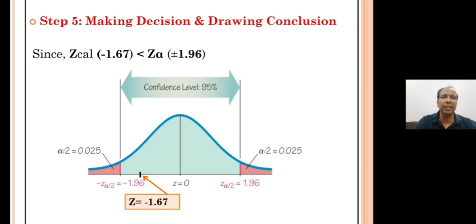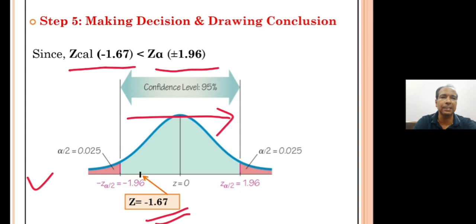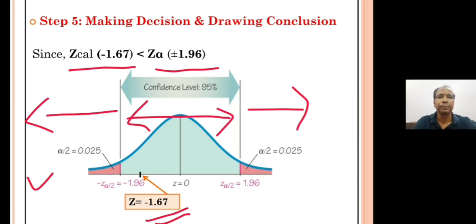In the decision making process we compare Z critical with Z calculated. Here we find that Z calculated, minus 1.67, is not beyond Z critical, minus 1.96. In the diagram we can see that this value of Z calculated, minus 1.67, falls in the acceptance region. The right side and left side rejection regions are shown with the red zone.